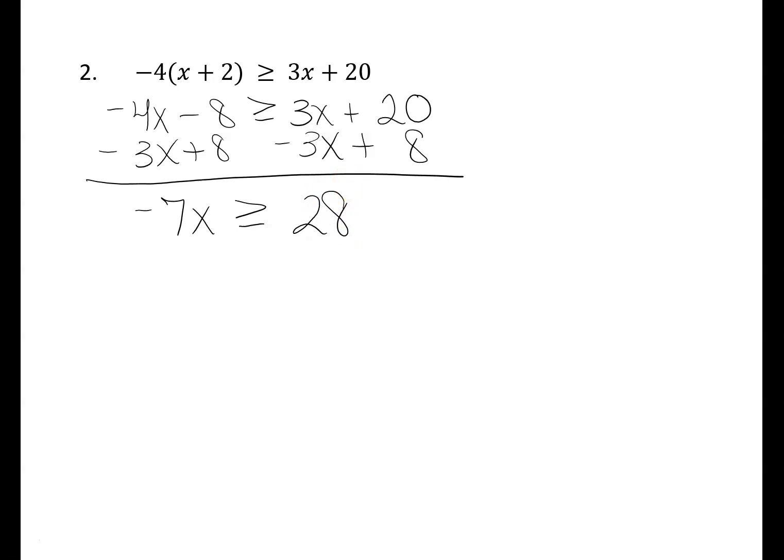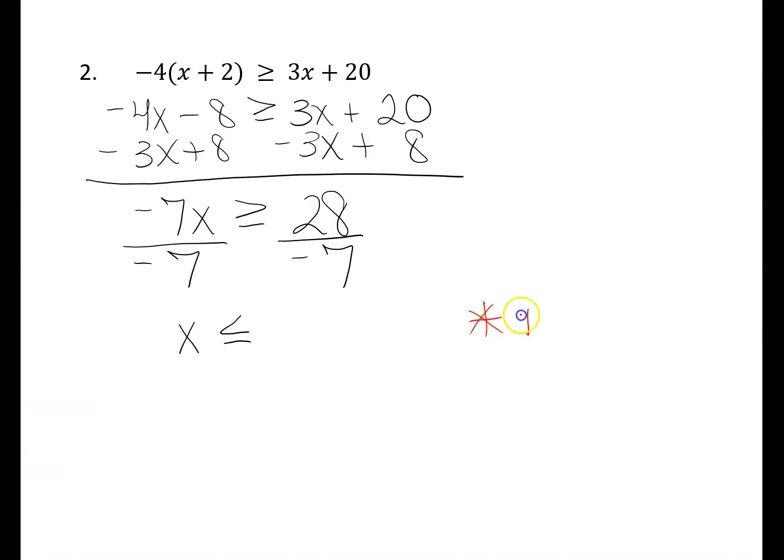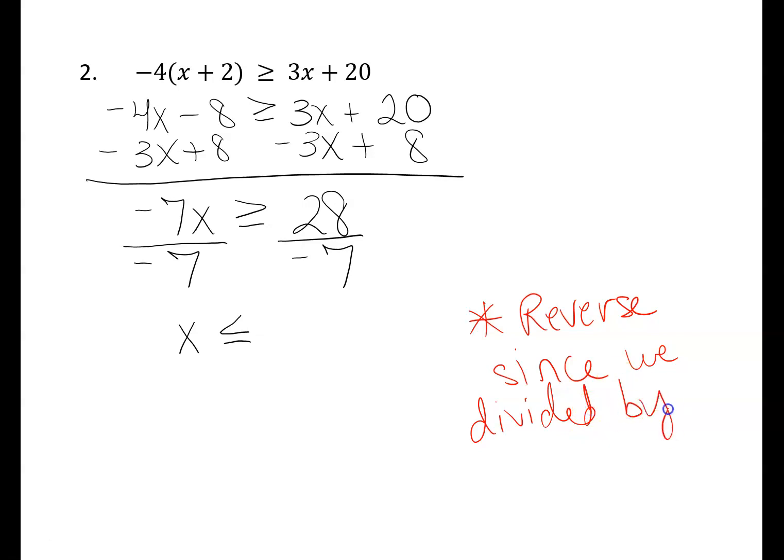Now, to get x by itself, we need to divide by negative 7. Because we want to end up with a positive x. So if that number in front of x is negative, then you divide by negative, and that causes us to reverse the direction of the inequality symbol. Let's make a note of that here. You might want to put that in your notes. We're going to reverse since we divided by a negative.